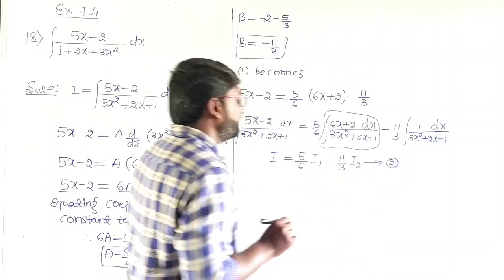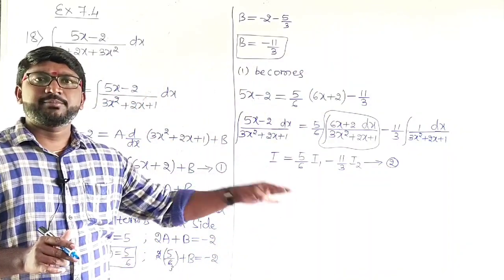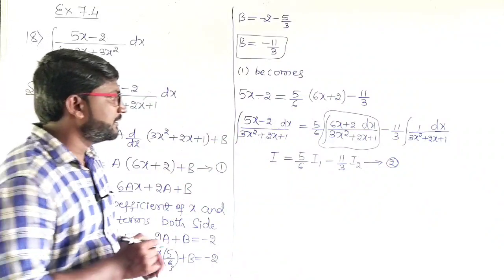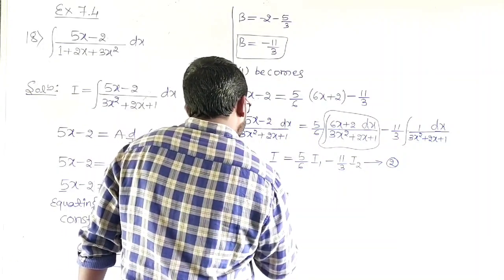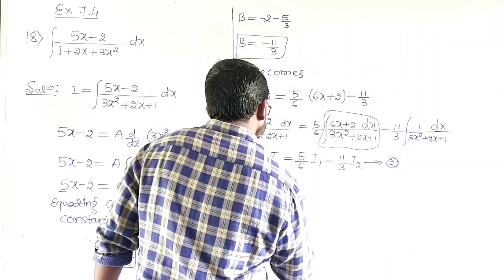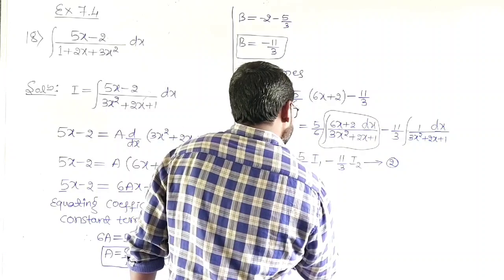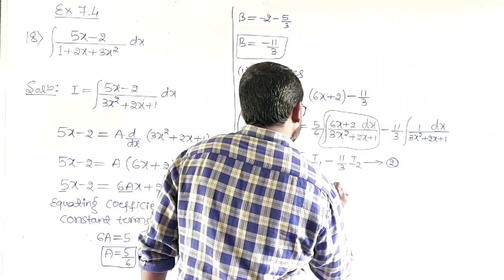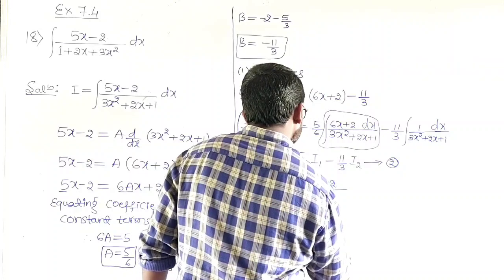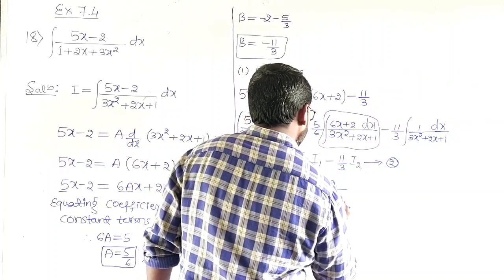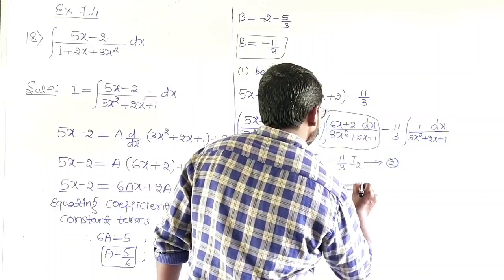So now we have to find the value of I1 and I2. Again, it is a lengthy process. So let us take I1. I1 is equal to the integral of 6x plus 2 divided by 3x square plus 2x plus 1 dx.